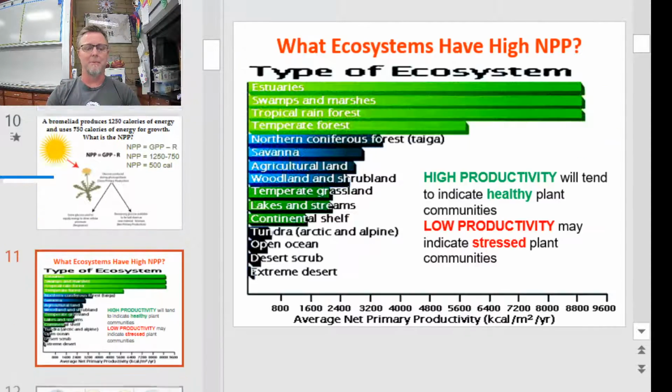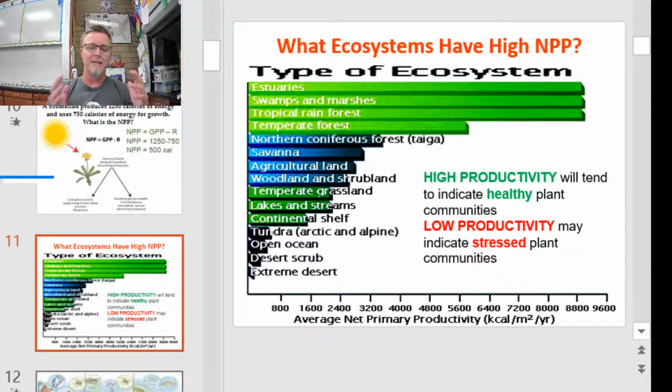Okay? So in terms of what ecosystems have the highest net primary productivity, I put this graph in here for you to consider. Look at the top. Estuaries, swamps, marshes, tropical rainforests, temperate forests, they're right up there at the top as having areas with the most net primary productivity. High productivity usually means you have a really healthy plant community, right? Low productivity means that there's some sort of stress going on. The plants, for whatever reason, are not thriving.